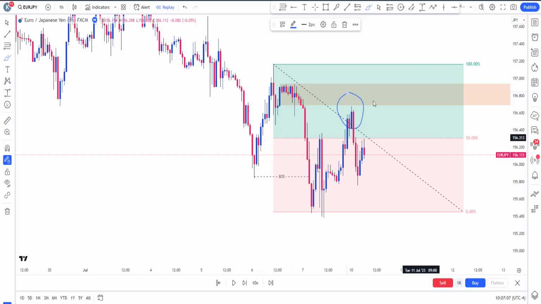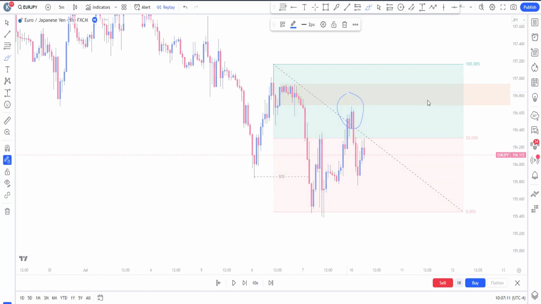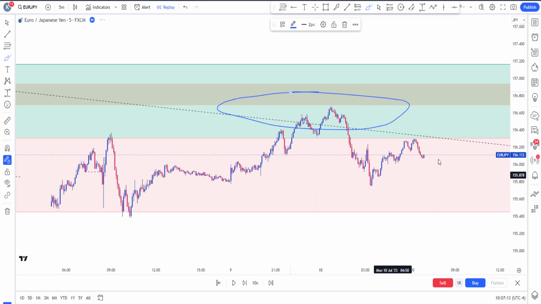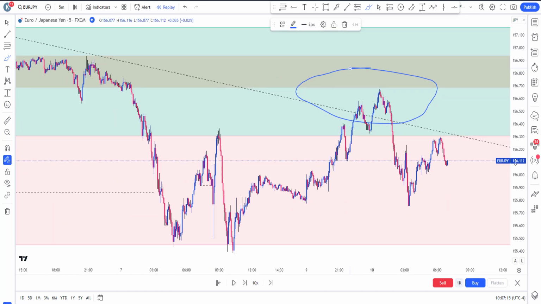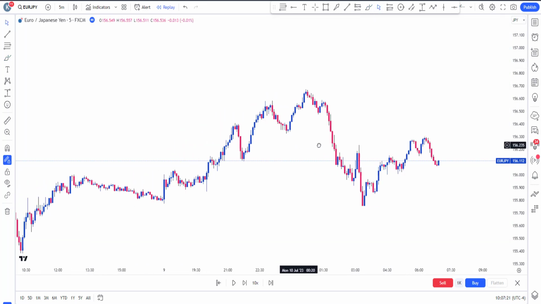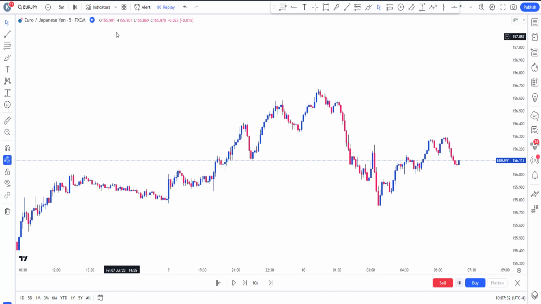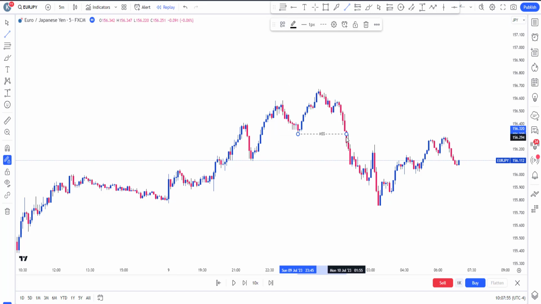Okay, so if I go down to the 5-minute, let's see what we've got from the 5-minute. You can actually see that the 5-minute gave you an entry right there. That shift in structure right here. Let's see what we've seen here. This is where the shift in structure happened right there. This is where the shift in structure actually happened right here.